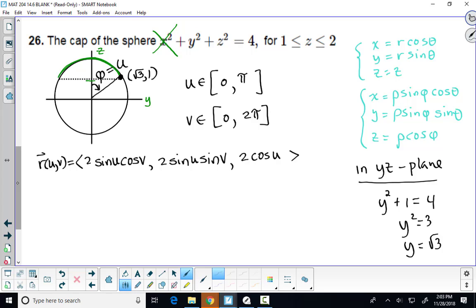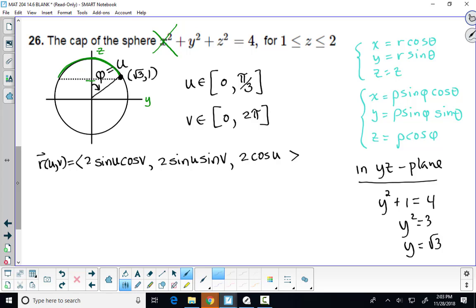Pi over 3. We could also just use z equals rho times cosine phi and then solve for phi, right? Yes. That might be an easier way to do it. Basically you have to get at the same type of thing. You're going to have to do an inverse cosine.